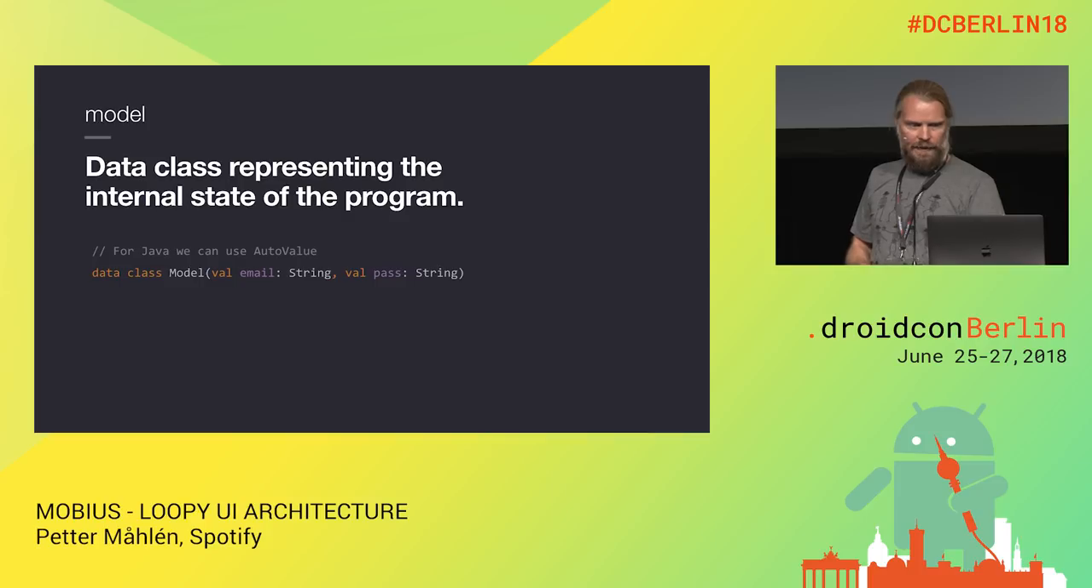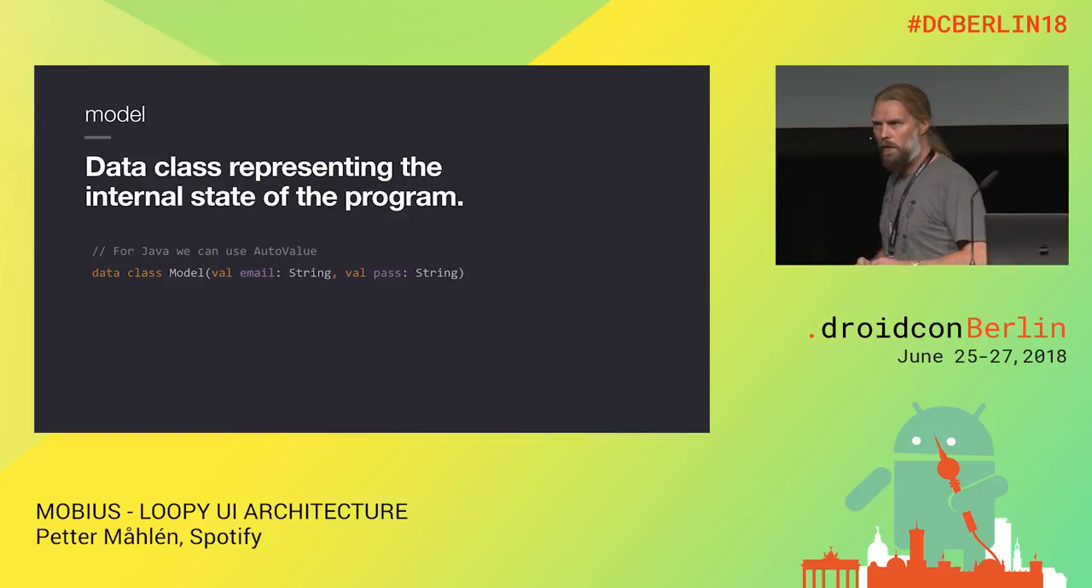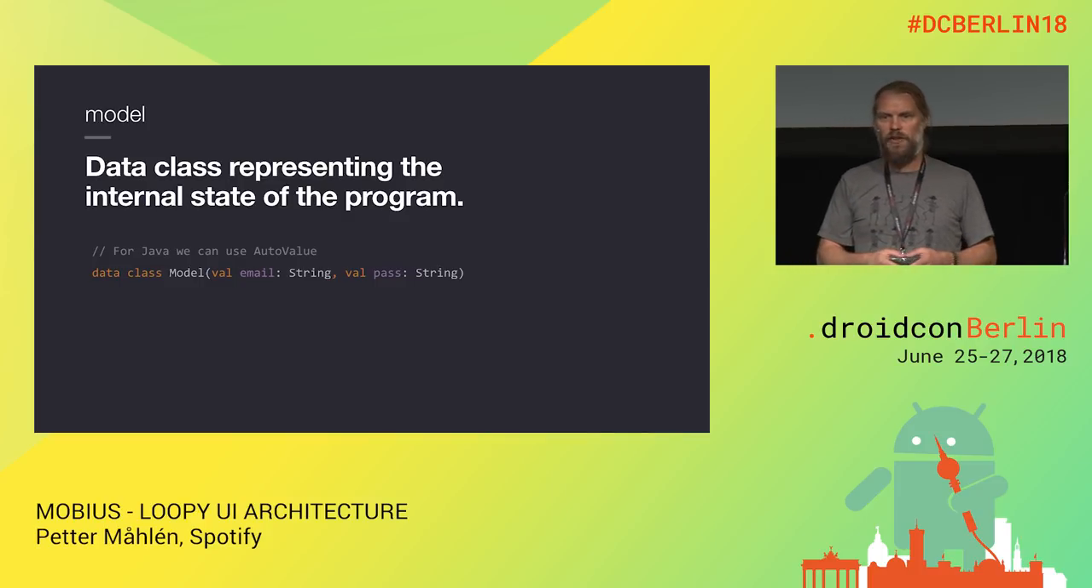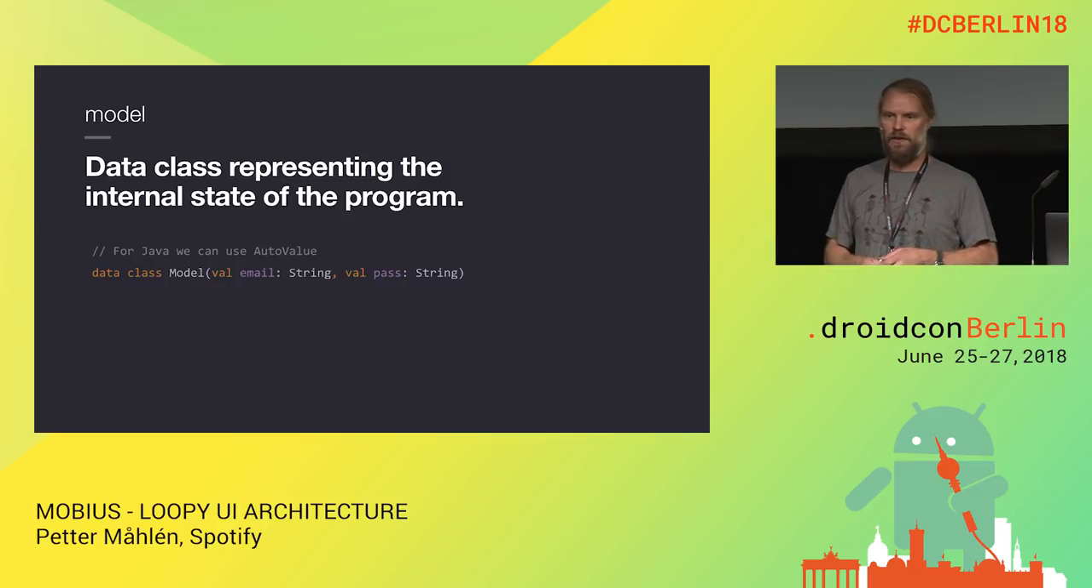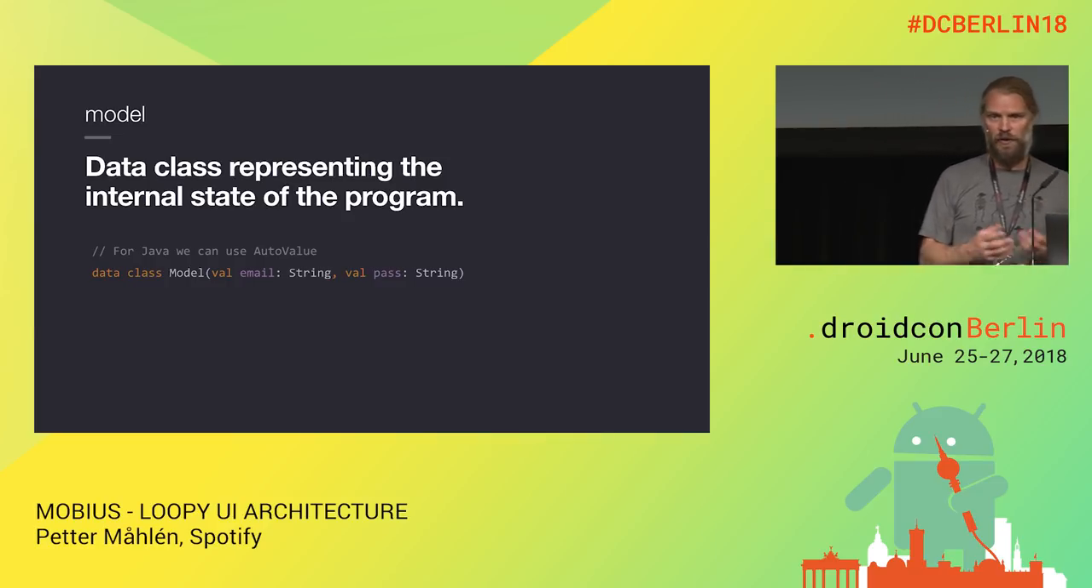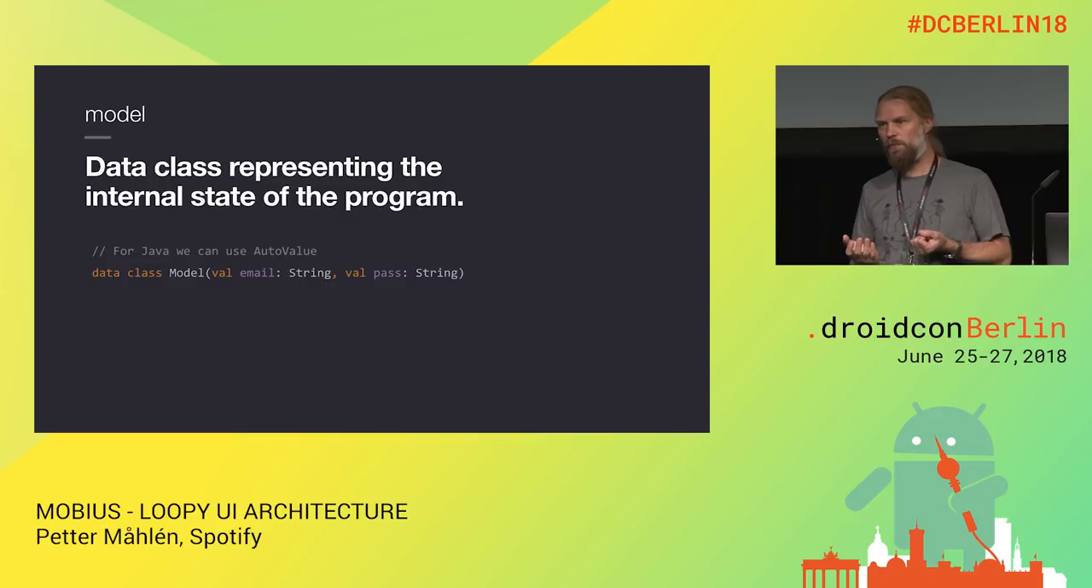So, state. In Mobius, we call the state the model. The model is different from Model View Controller, where it's state and logic. This is just a data class in Mobius, and it represents the internal state of the program. And the example I'm going to use now is a simple login screen.